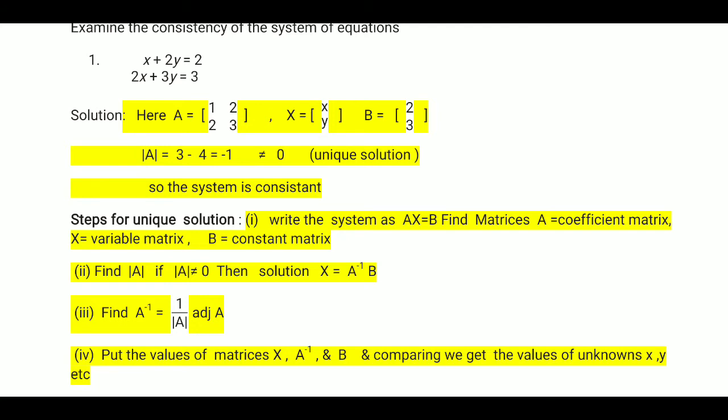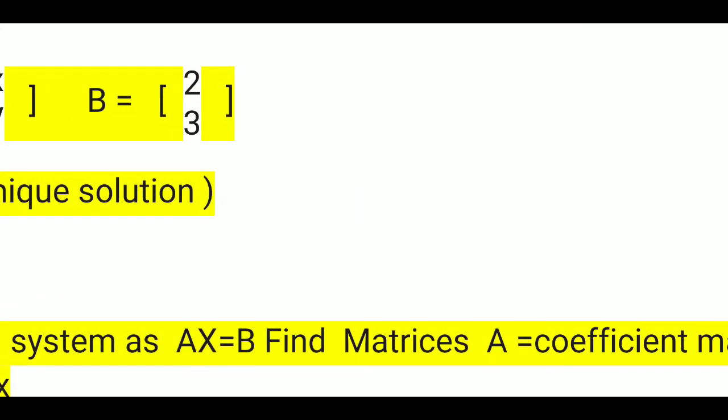If we find A inverse, then we put all these values in the system X = A inverse B. X will be the matrix of unknowns, A inverse we will find from the above method, and B will be the constant matrix. Write them, and X = A inverse B. A inverse will be multiplied with B, and then we compare both sides, and the values of x and y will be obtained.